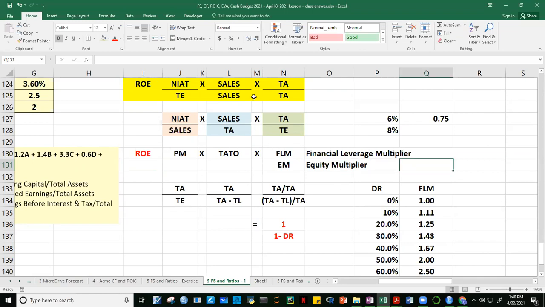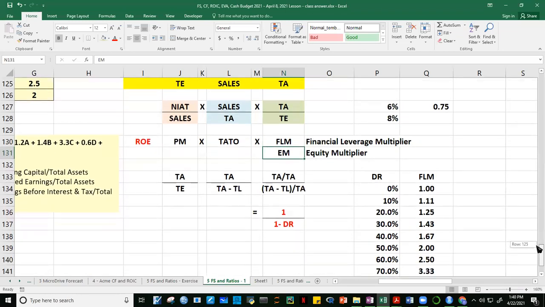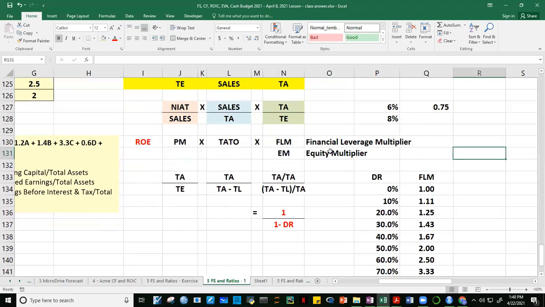Okay, so again, guys, we decompose it into this one, profit margin, TATO, and then financial leverage multiplier or your equity multiplier. Okay, so, okay, tinalan natin to guys, yung FLM na to. No? Ito, breakdown lang natin si FLM.